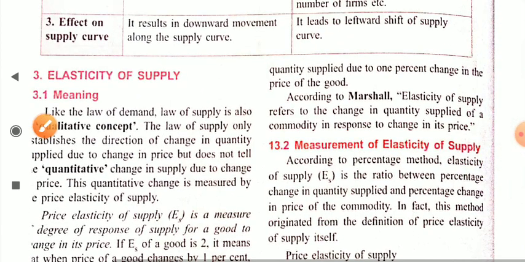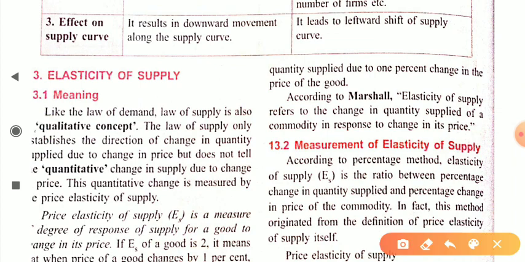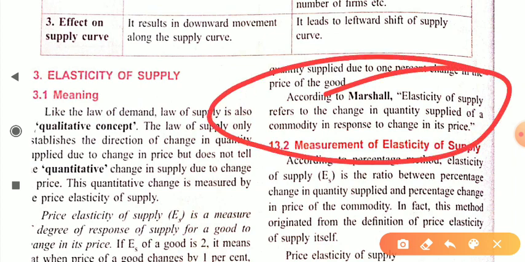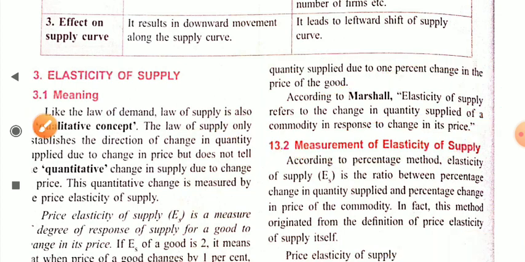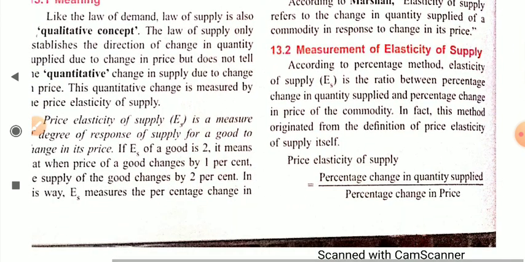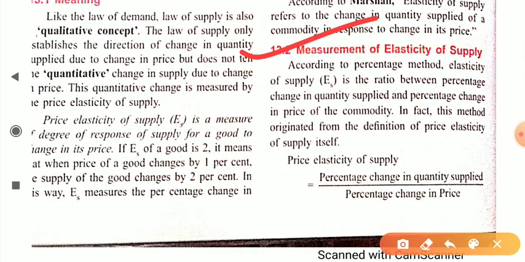Now, in the words of Professor Marshall, elasticity of supply refers to the change in quantity supplied of a commodity in response to change in its price. This definition is given by Professor Marshall. According to this definition, the elasticity of supply measures the change in quantity supplied of a commodity in response to change in price. Because of change in price, how much quantity supplied is affected, the degree and responsiveness, is measured by the price elasticity of supply.